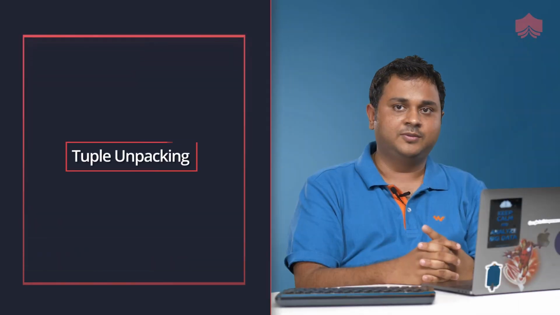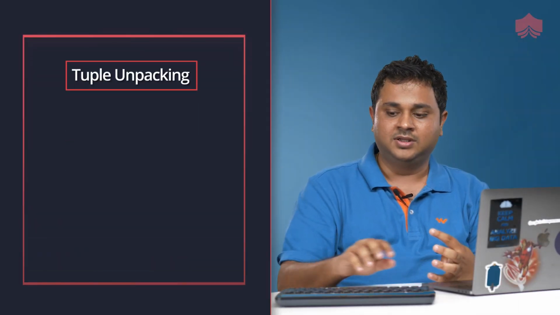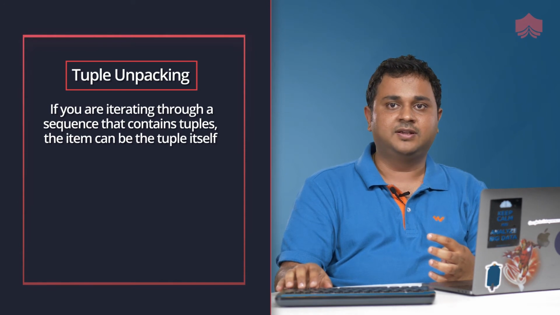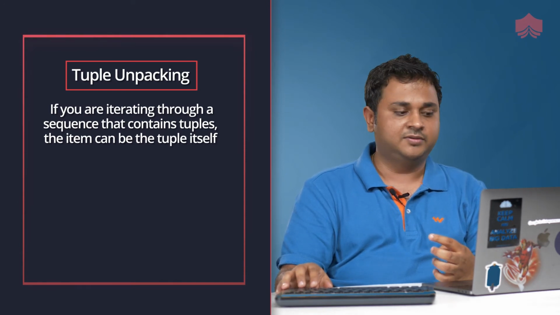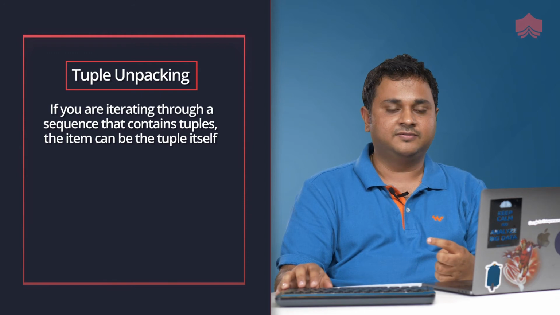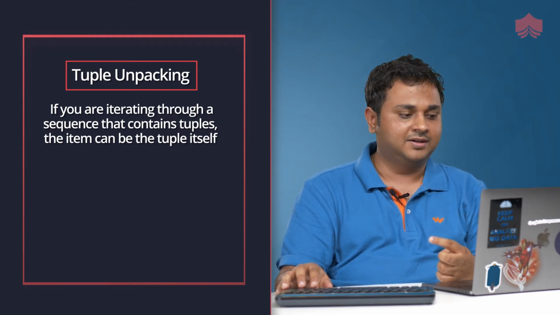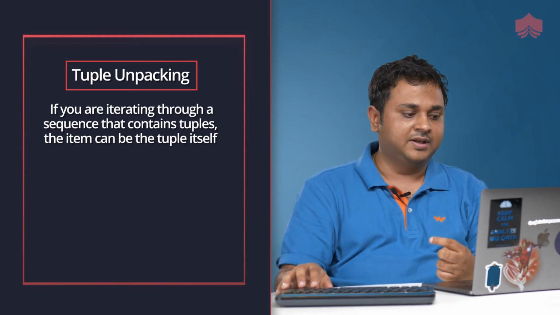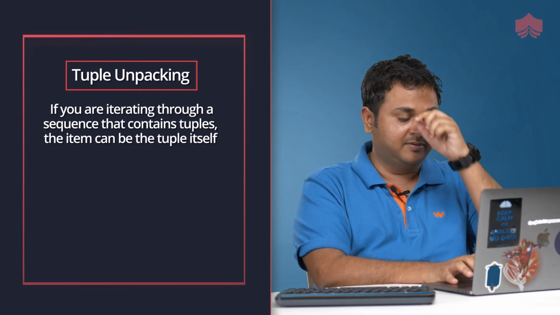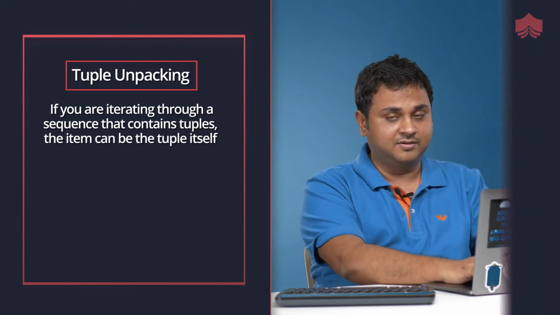So there is a special quality that I want to introduce you to, where especially when you're iterating through a sequence that contains tuples, the item can actually be the tuple itself. Now this is called tuple unpacking. During a for loop we'll be unpacking tuples inside of a sequence, and especially if you run into a situation where you are returning this value in a JSON format and you recognize it's a tuple, that's when we unpack that and break it down to extract data out of it.